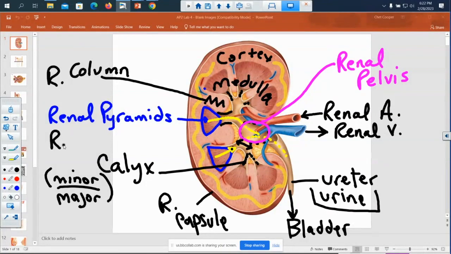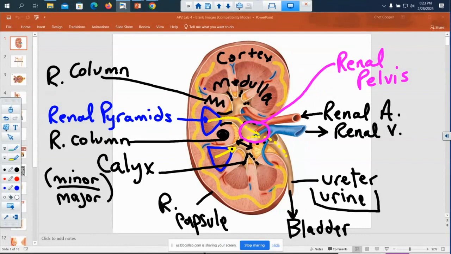Look, I'm going to go ahead and put another one. Here's another one right here. So always between the pyramids, that blank space that it looks like to us, they call it a renal column. That's actually where the blood vessels go. So in our next picture, we'll see that.